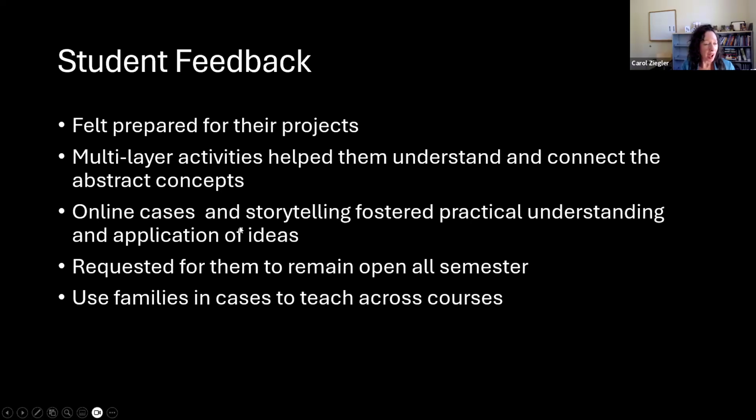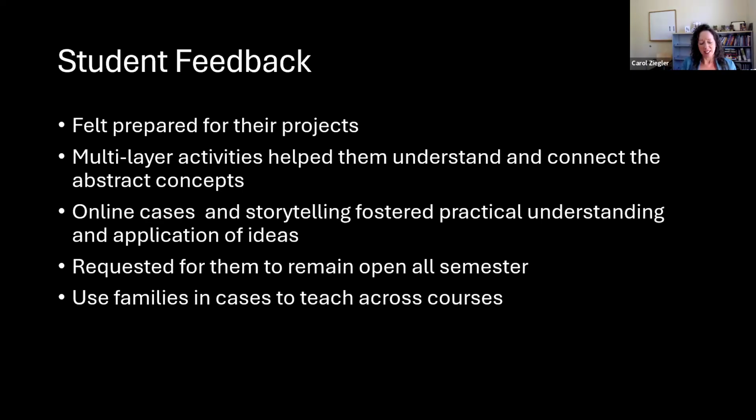And this is what we heard back in student evals from using this method. Students said, really across the board, they felt prepared to do their projects because they had already seen what it was going to look like and worked together in teams. They felt they understood the concepts. Those multi-layered activities really help them understand and connect those things together.